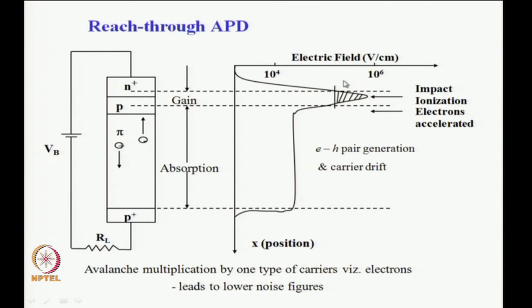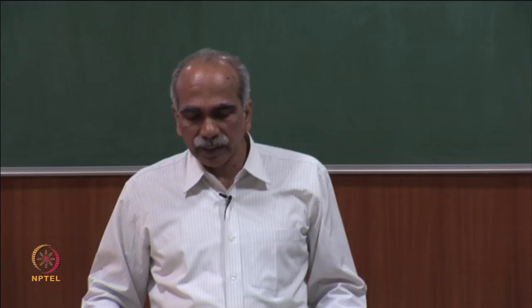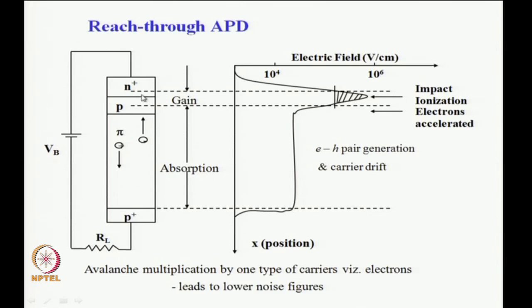That is the kind of field that is required for the avalanche process to take place, and the field drops down rapidly, because, as we have already discussed, the field E is obtained by integrating rho dx, where rho is the charge density here. It drops down because on the p side there are negatively charged immobile ions.